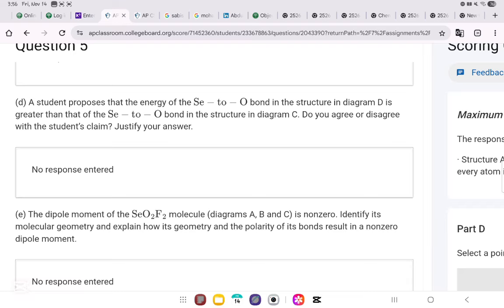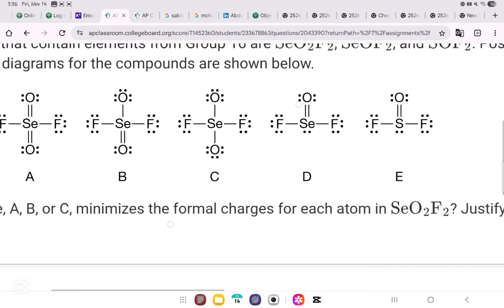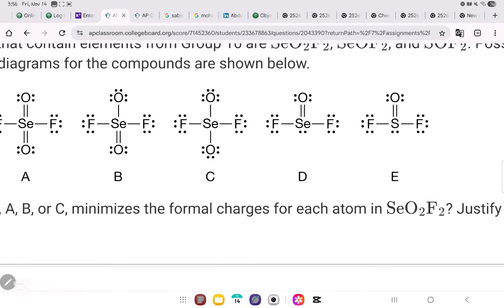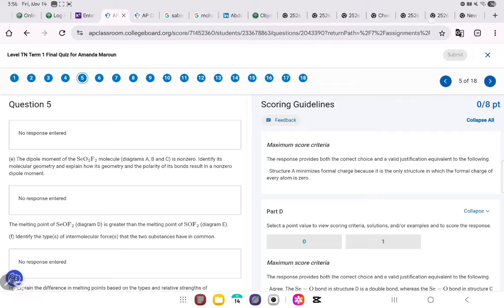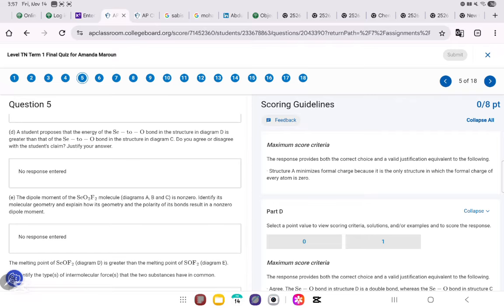A student proposes that the energy of the Se to O bond in the structure in diagram D is greater than that of the Se to O bond in structure in diagram C. Do you agree or disagree? If you go here, you will see in diagram C versus diagram D, in diagram C they are single bonds, whereas in diagram D, they are double bonds. He's saying that the energy in diagram D, the double bond, is greater than the energy in the single bond. Now, yes, this is true. I agree. Why is it true?